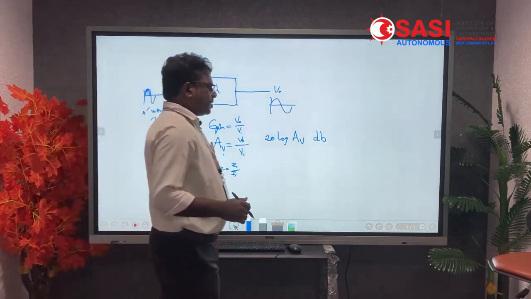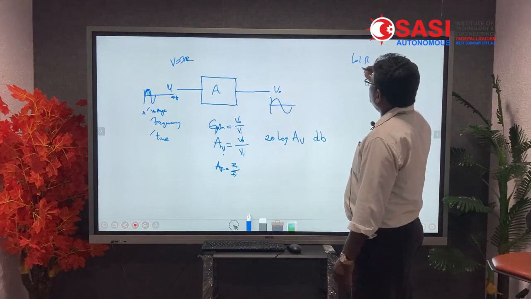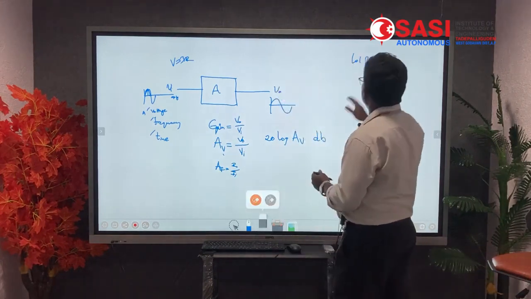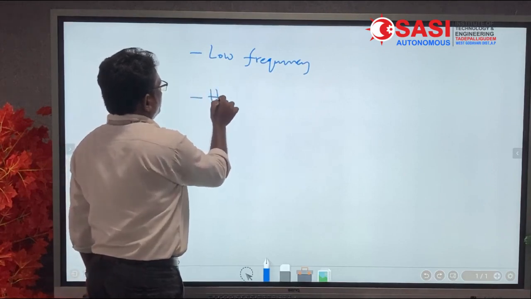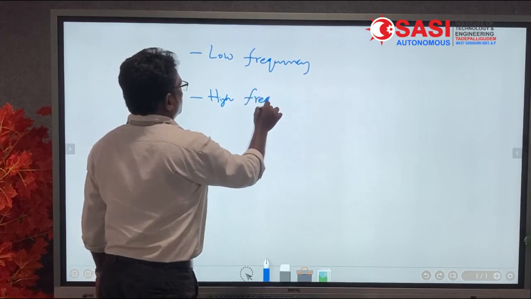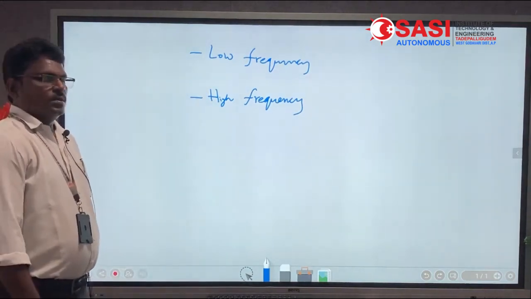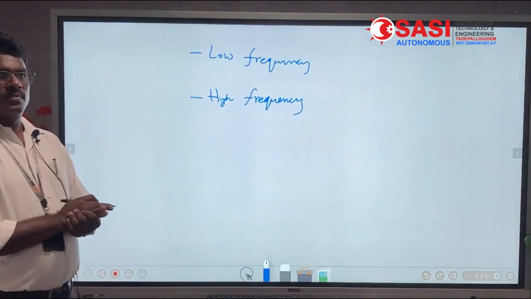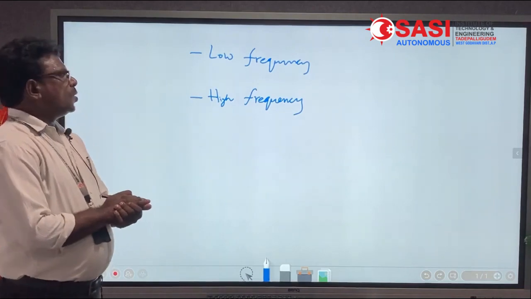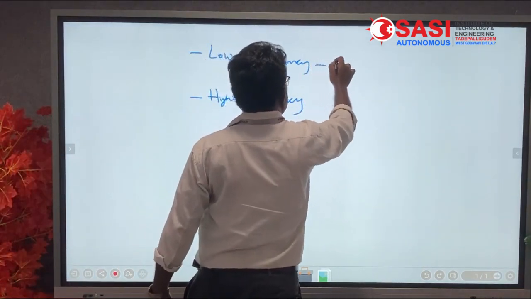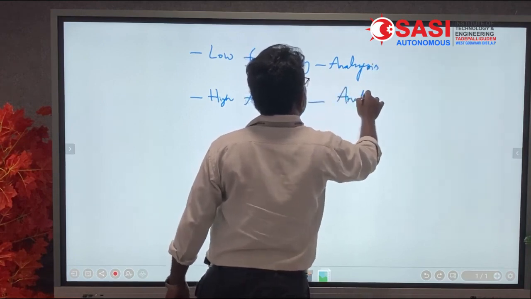There are two types of analysis in amplifiers: low frequency amplifiers and high frequency amplifiers. Low frequency means audio frequency amplifiers. High frequency means radio frequency amplifiers. So we have the low frequency analysis of amplifiers and the high frequency analysis of amplifiers.